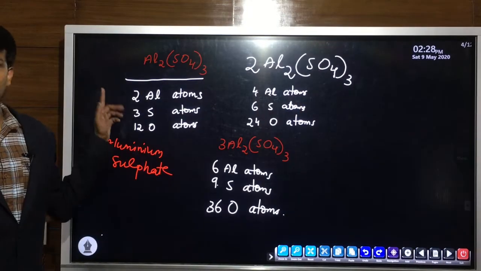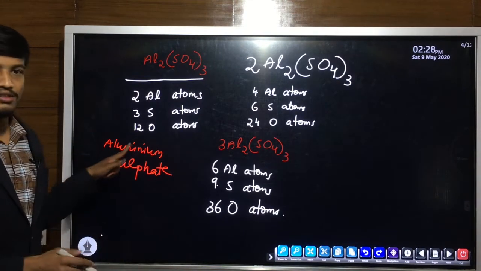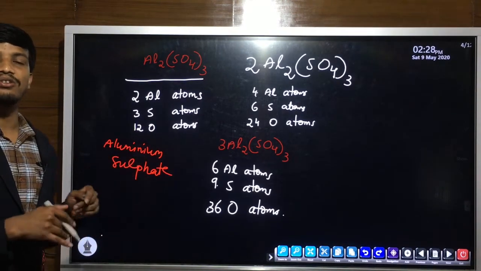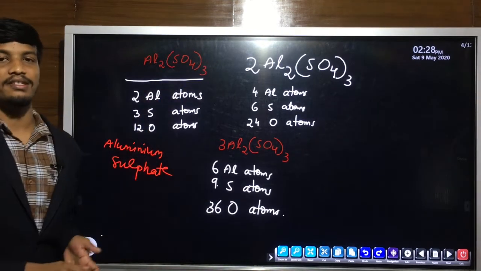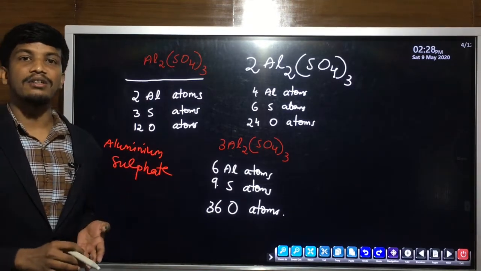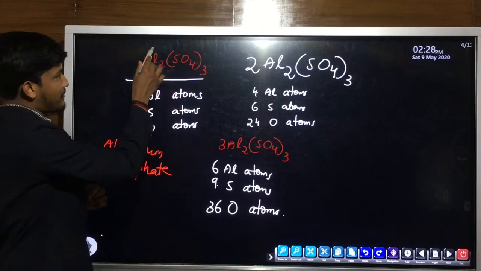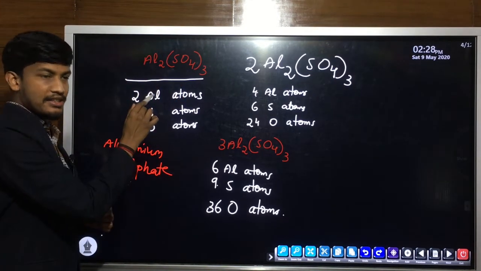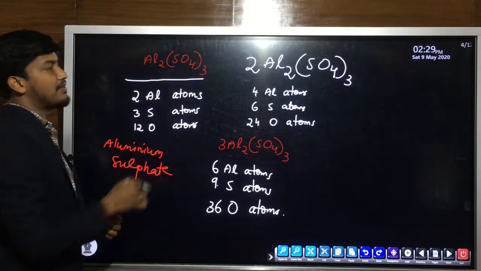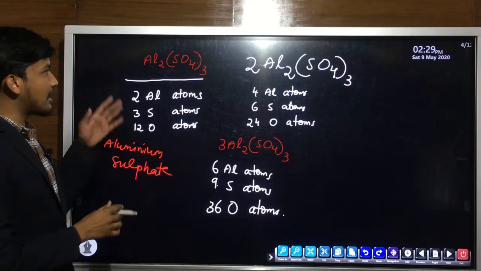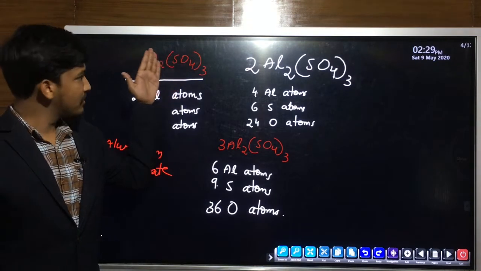Now we will discuss the next case, the compound Al2(SO4)3, whose name is aluminum sulfate. Now we are going to count the number of atoms in aluminum sulfate. First of all we will find out which atoms are present. The first one is Al, the aluminum atom. Second, capital S, that is sulfur. Third, oxygen. So these are the 3 atoms present in this compound: aluminum Al, sulfur S, oxygen O.